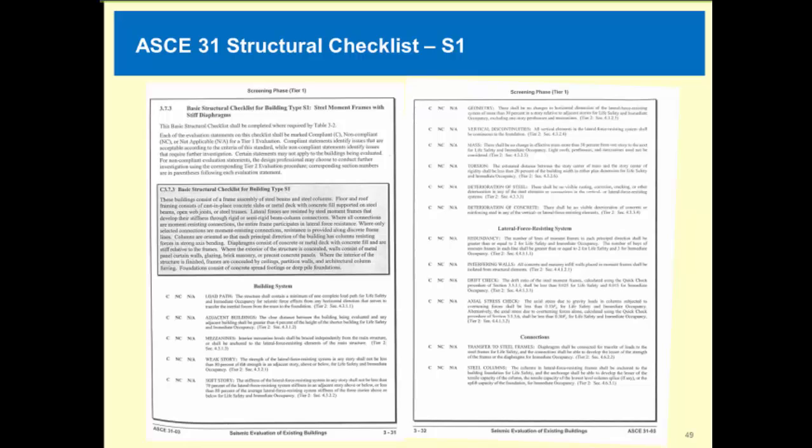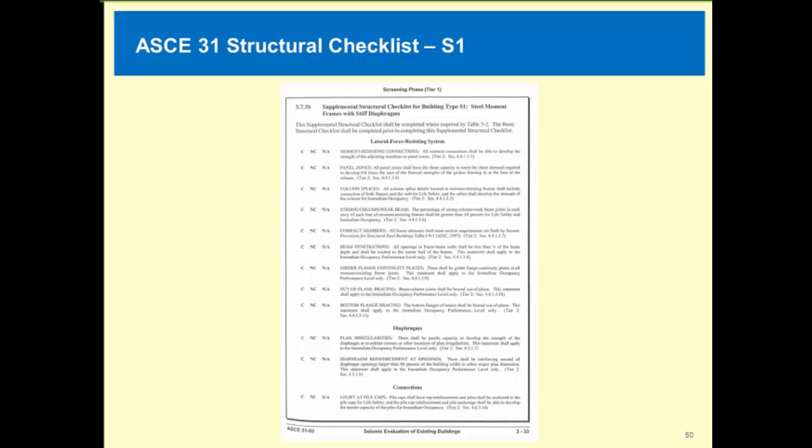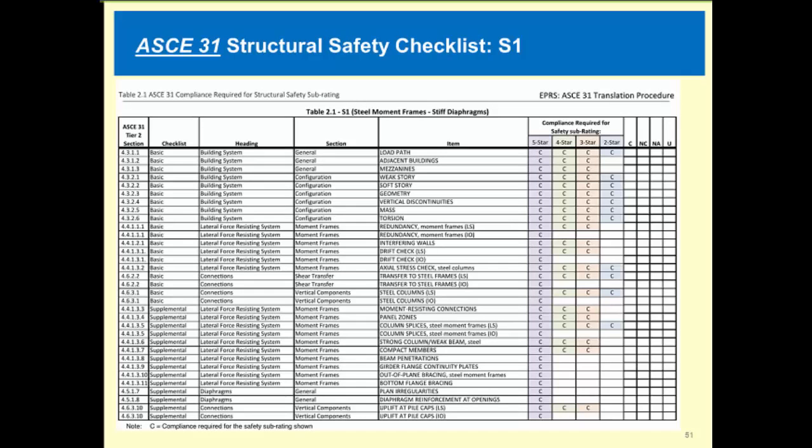All right, so here's our building, example building number 1. I didn't fill out all the circles, but all these items are compliant. Same thing here in the supplemental checklist. We have everything that's compliant. So now we can enter into table 2.1 that's shown in Appendix D of the USRC implementation manual.